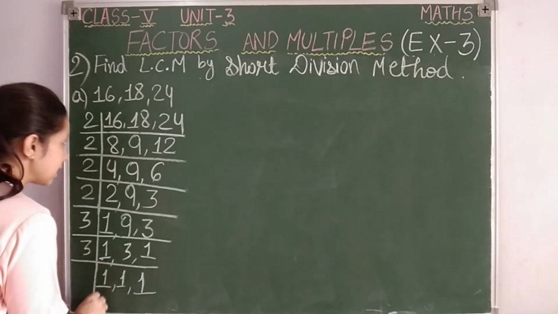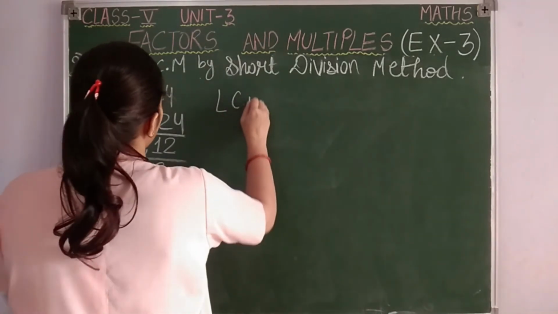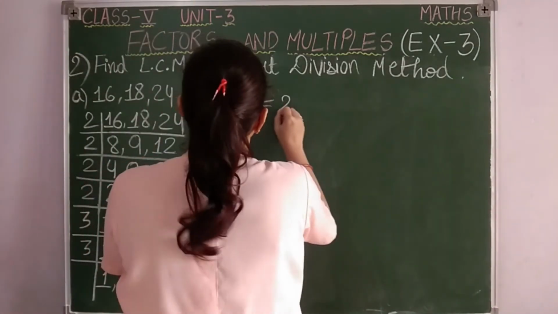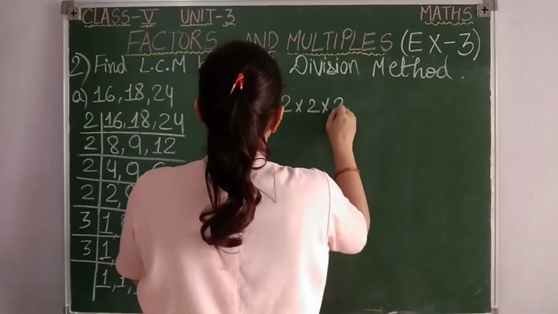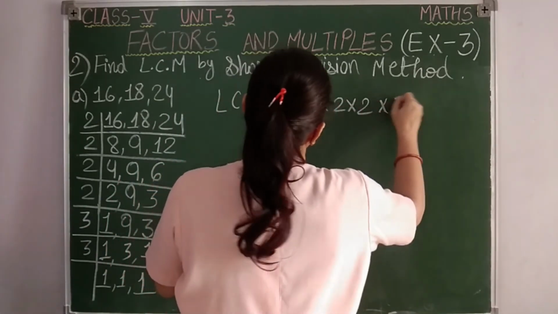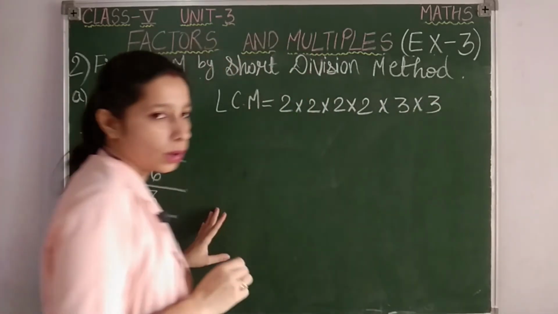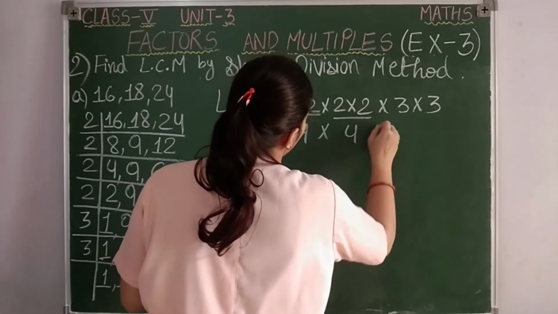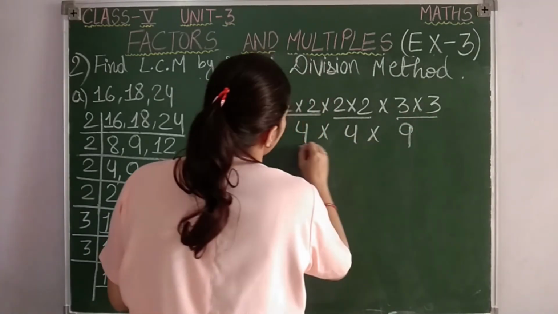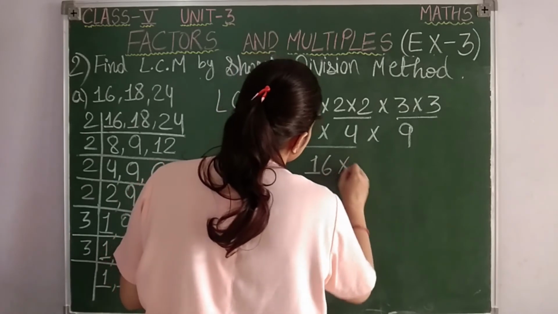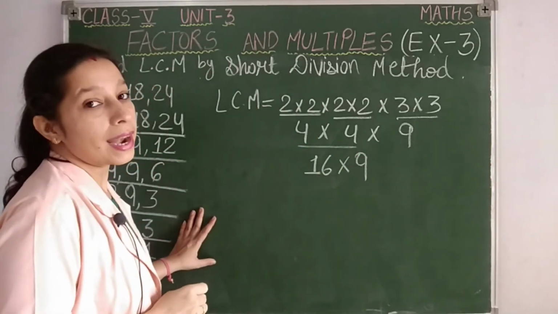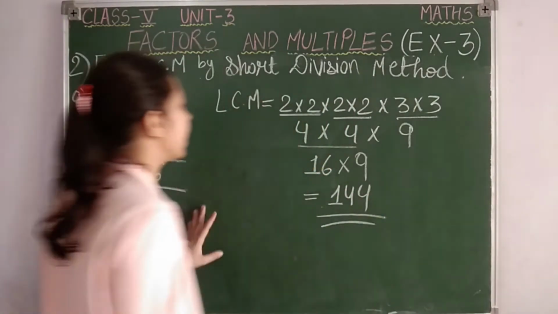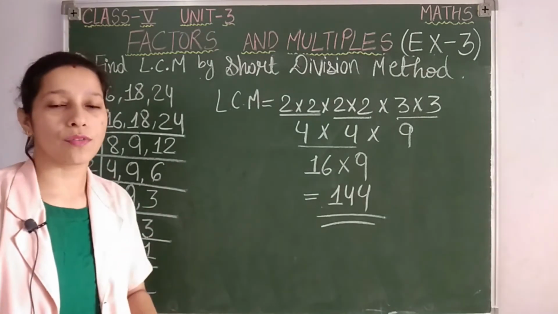Okay, now let us solve. Here I will write LCM. Now simply copy the prime factors: 2 into 2 into 2 into 2 into 3 into 3. Now 2 2s are 4, 2 2s are 4, 3 3s are 9, 4 4s are 16, and 16 9s are how much, students? 16 9s are 144. See, we got the LCM. The LCM of 16, 18 and 24 is 144.